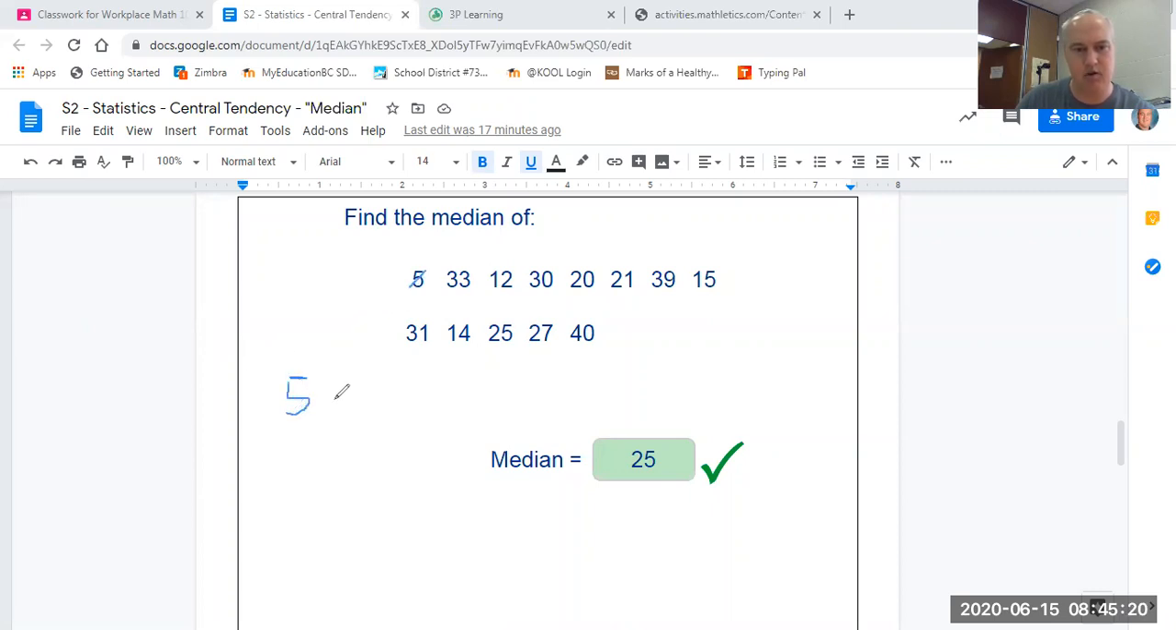And so I'll cross that out. Then we have 12, it jumps right up to 12. And then we have 14. And then we have 15. And then we have 20. And then we have 21. Then we have 25. Then we have 27.